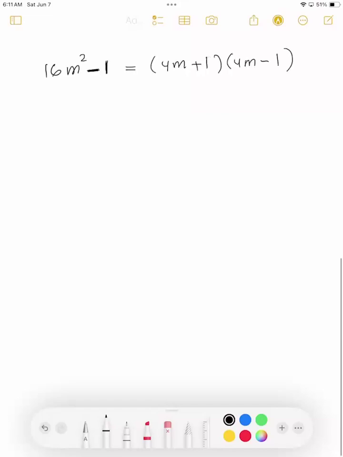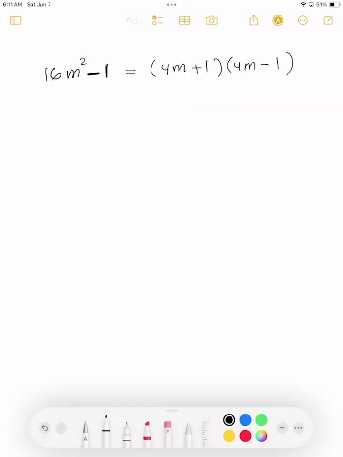So let's say you have 81m to the power 2 minus 25. Square root of 81 is 9m and 9m. Square root of 25 is 5. One parentheses is negative, one gets the positive 5. Let's look at another example.